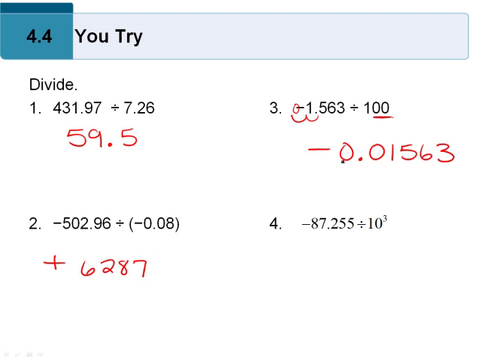All right, number 4, negative 87.255 divided by 10 to the third. So the exponent's 3, which means we need to move that decimal point 3 places to the left. So we're going to go whoop, whoop, whoop, and we need a 0 there. So a negative 0.087255. You just copy down all the other digits, and that would be it on that one.